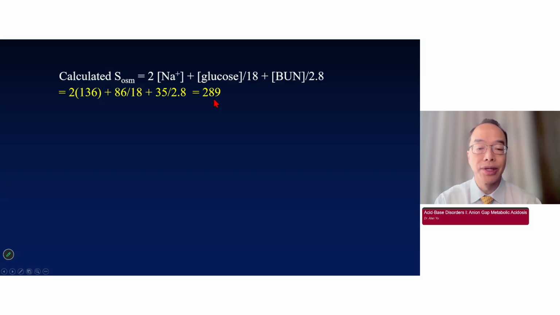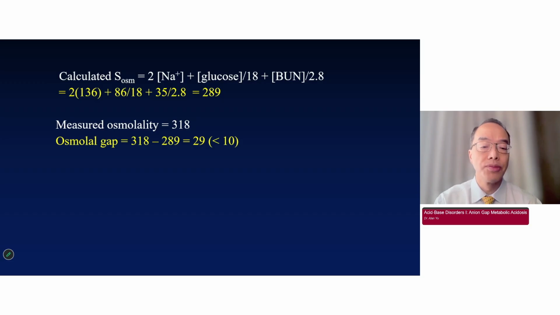But the actual calculation would be 289. The measured osmolality is 318. So the osmolar gap, 318 minus 289, is 29. A normal, quote unquote, normal osmolar gap should be less than 10. There are reasons why it's not 0. These are not exact, the measured and calculated shouldn't be exactly equivalent, but it should usually be less than 10. So there's definitely an osmolar gap.